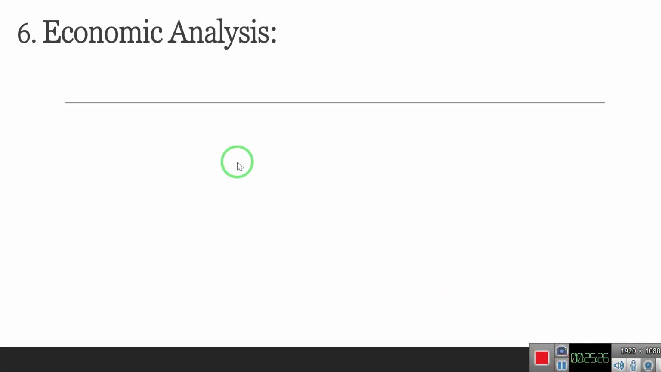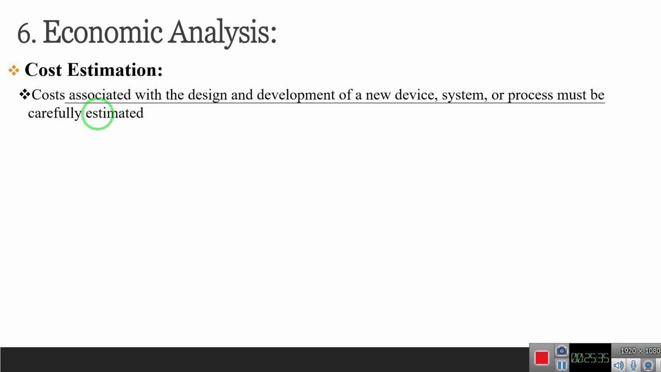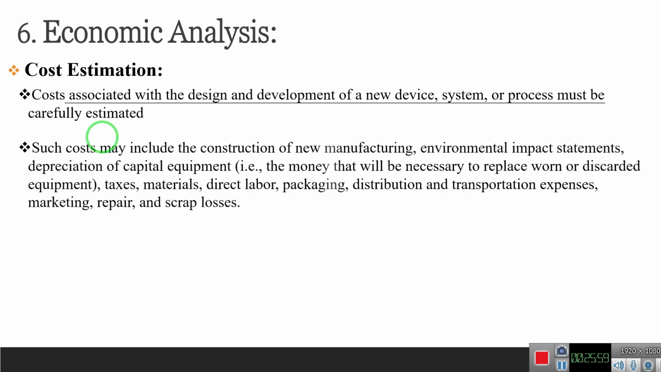Last topic, economic analysis. In this, we have three parts. First one, cost estimation. What is it? Cost associated with the design and development of a new device, system, or process must be carefully estimated. So the design may be of your device or system or process. This we are studying from chapter 1. Our design may not be only for an object, maybe a system, it may be a process, it may be a device, right? So we have to be careful for cost estimation or cost calculation.